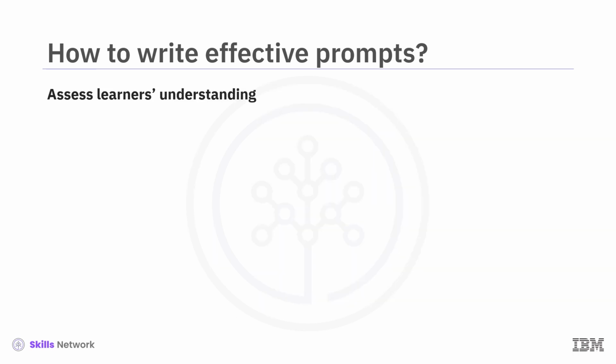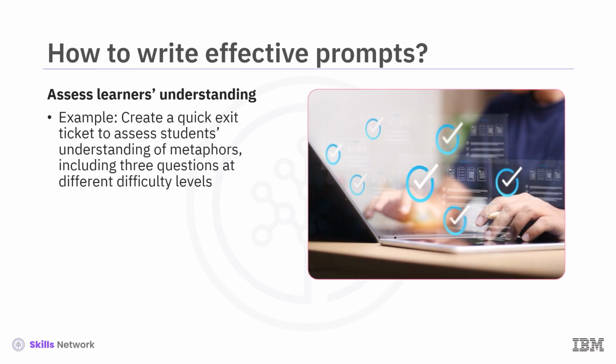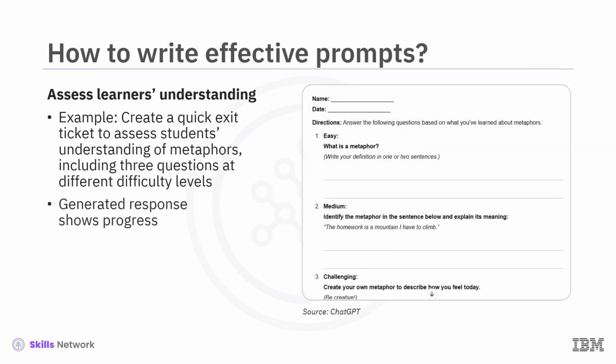Lastly, assess learners' understanding of the concepts using ChatGPT. For example, create a quick exit ticket to assess students' understanding of metaphors, including 3 questions at different difficulty levels. The generated response shows progress from a basic understanding of the concepts to the challenging tasks.